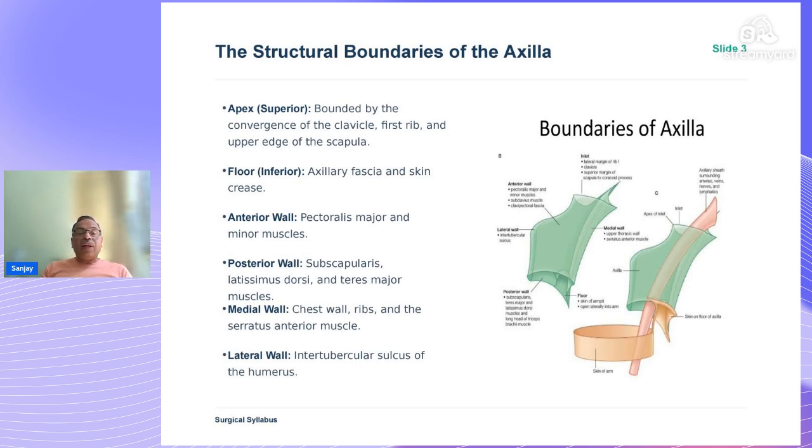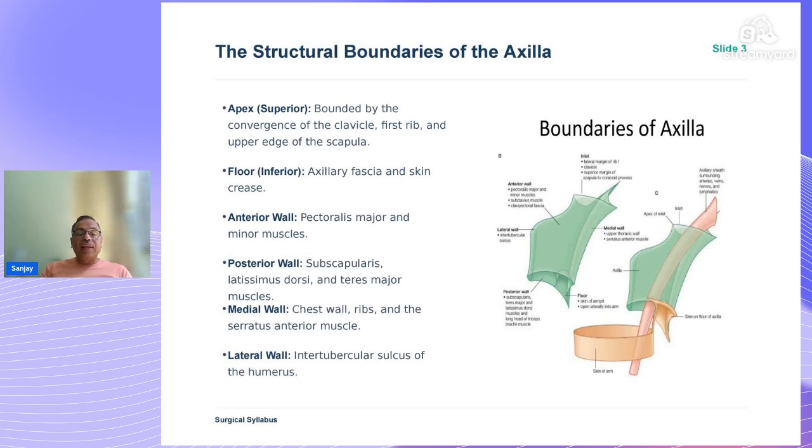Now, the apex of the axilla, the superior part, is bounded by the convergence of the clavicle, the first rib, and the upper edge of the scapula. That forms the apex of the axilla. Whereas the floor of the axilla, the inferior part, is covered by the axillary fascia and skin crease. So superiorly, it is the convergence of the first rib, clavicle, and upper edge of the scapula. Inferiorly, we have the axillary fascia and skin.